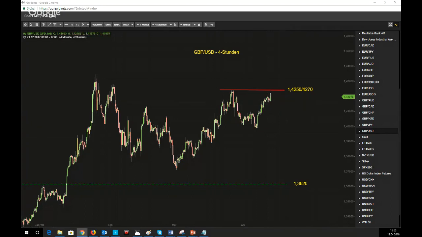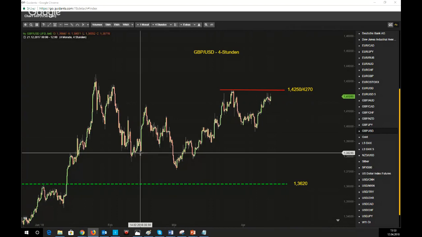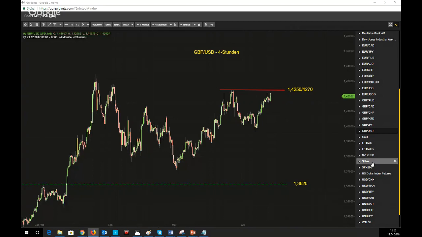Yeah, so my overall outlook right now for cable is definitely positive. And I think we are about to see, probably at least into the weekly close, an attack of the region of 42.50, 42.70. And if we break above that, I think further room is given up to the yearly highs, which could bring us as high as 43.50 and probably even higher than that. Yes, so these were my thoughts on pound sterling.